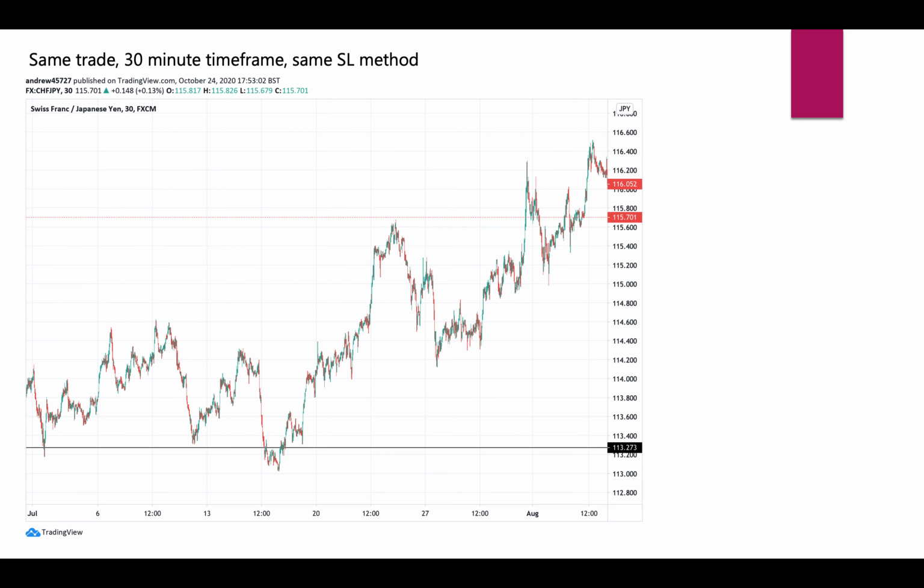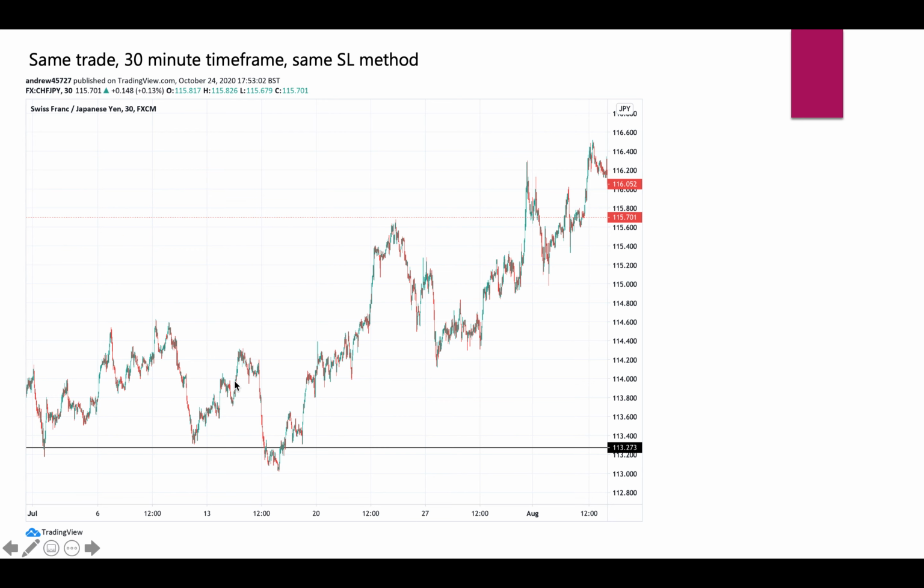Same trade, 30-minute time frame, same method of revising that stop loss. Same sniper entry here, and what we're doing is using that sniper method to revise our stop loss. So here we go. Now we're on the 30-minute time frame.